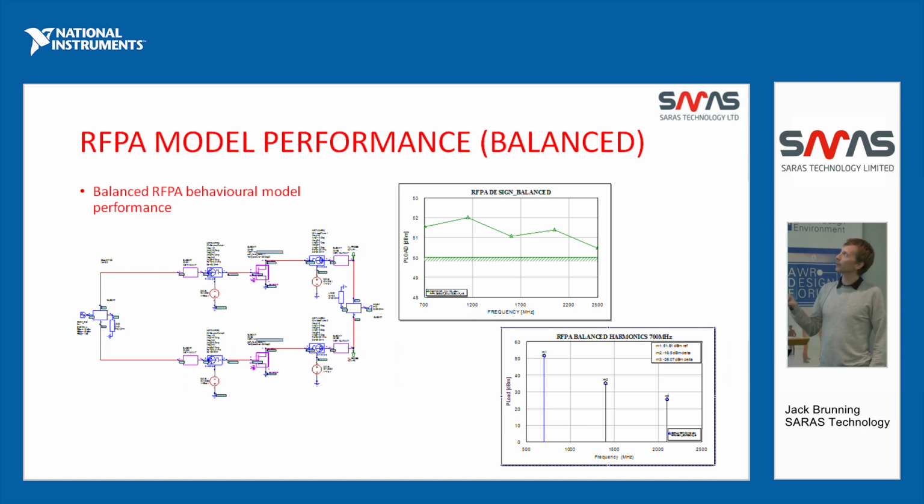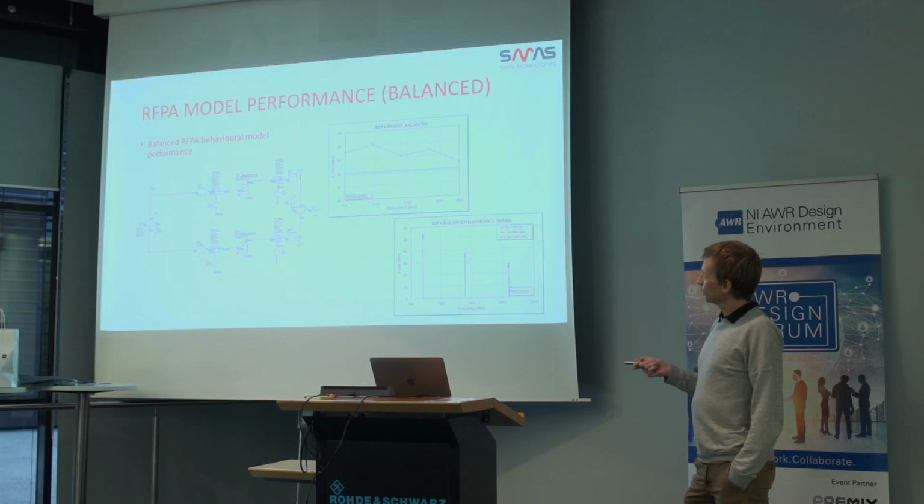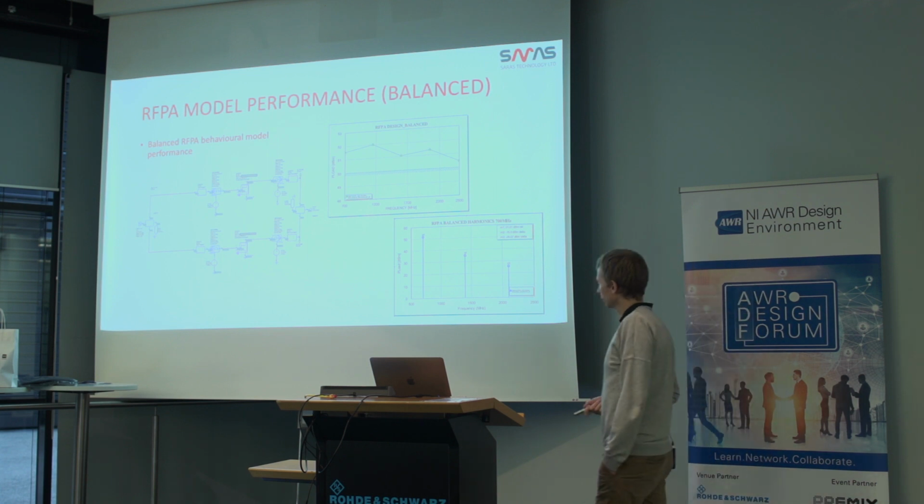And it's worth mentioning, I didn't actually use the optimizer in this design. There was no optimization done. I did a little bit of tweaking, but there was nothing free running in the background. So as the balanced amplifier we see here, we've got a goal of 50 dBm. This is what we're doing across the band. Harmonics, 16.5, 26.